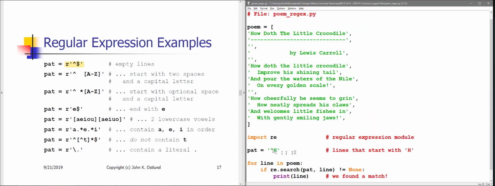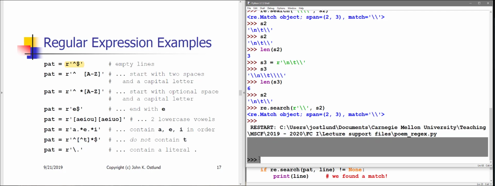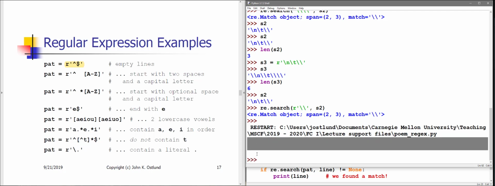And instead of $H, I'm going to say $. I'm also going to put my R in front. I'm now going to display lines that contain no characters, where the beginning is right next to the end. I press F5, and there are 3 blank lines in the poem.